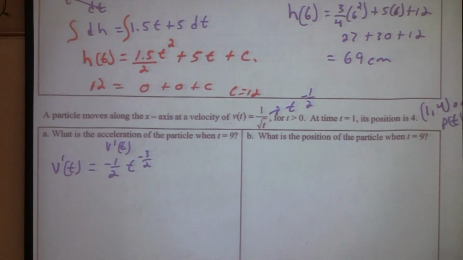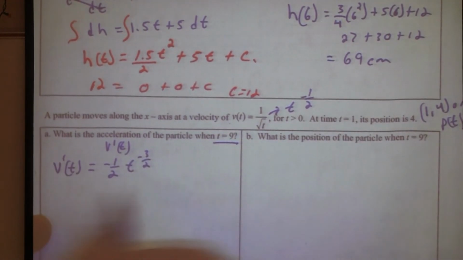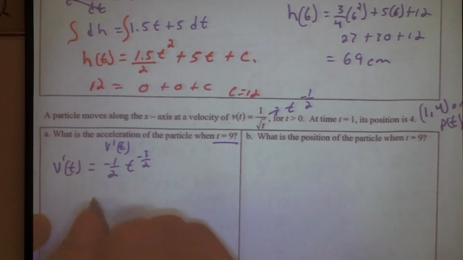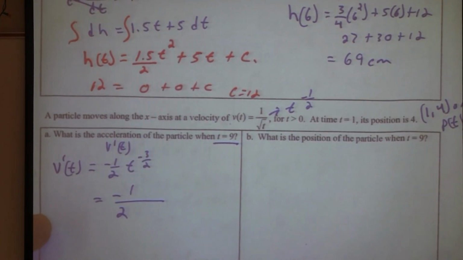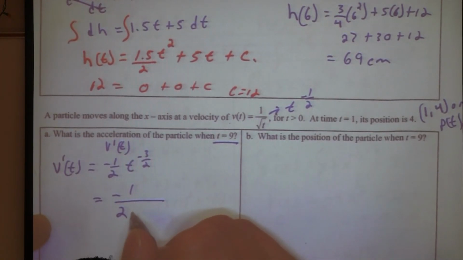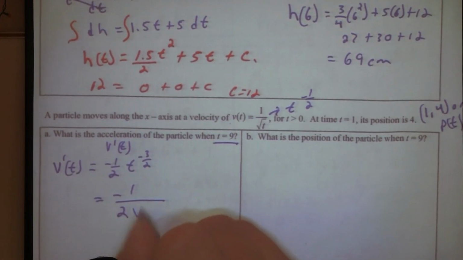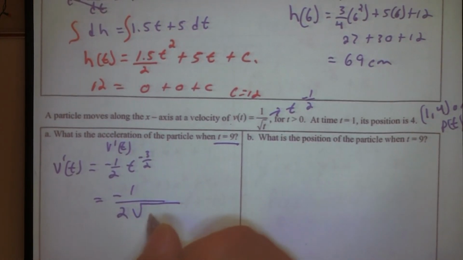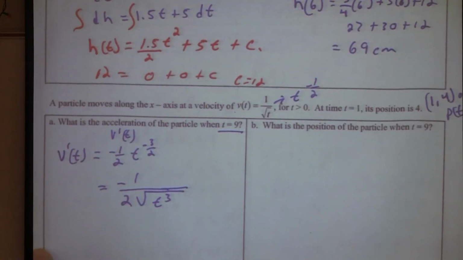Okay. So then they want me to evaluate it at 9. Before I do that, I probably want to rewrite it, right? So this is negative 1 over 2. And what root? Square root of t cubed. The square root on the bottom, right? So the square root of t to the what? To the third. Okay, so be careful.